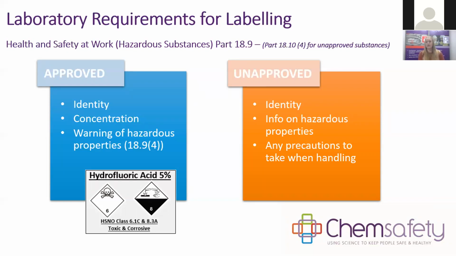For an unapproved substance, the PCBU must know the physico-chemical properties of the substance or the ingredients used in a mixture, and know the hazardous properties of similar chemicals and any possible reaction products. The labels for this kind of unapproved substance must include the identity of the substance or components of the mixture, information on the hazardous property of the substance, if this is available, and any precautions that should be taken when handling the substance.